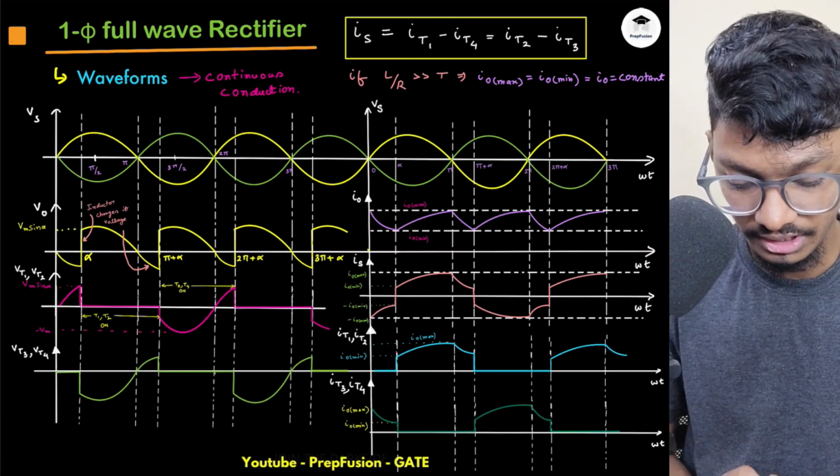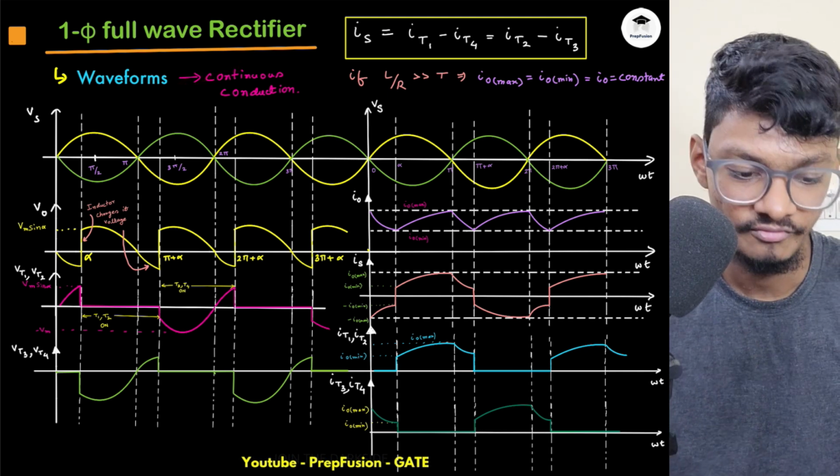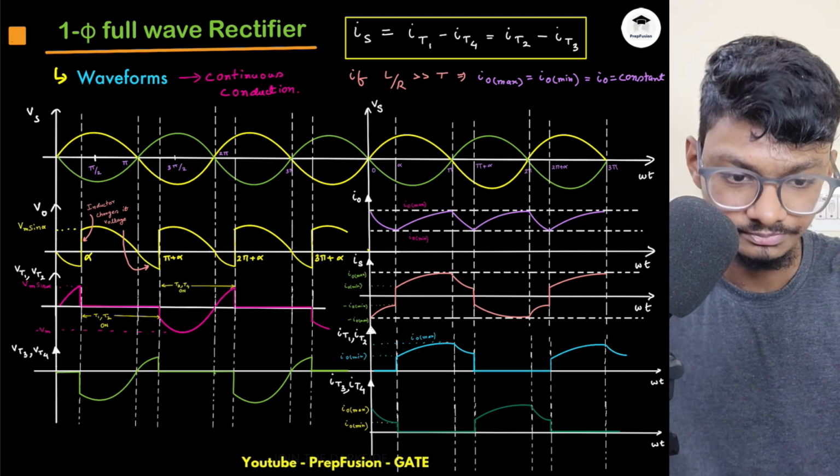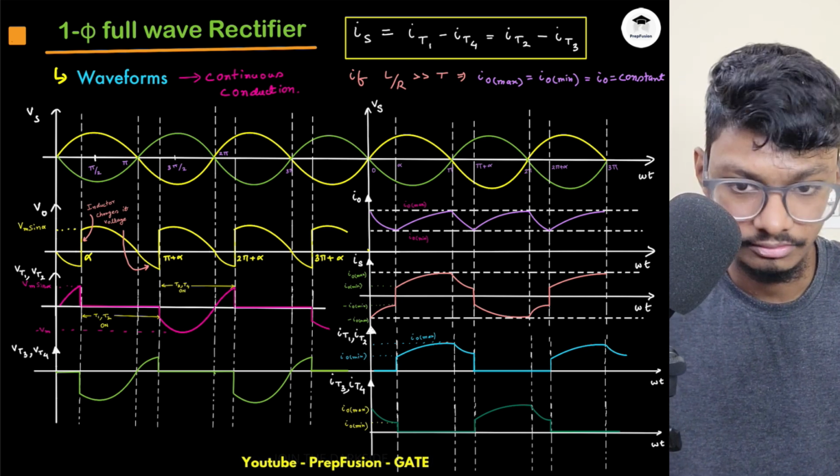Just what you have to assume, this is for the continuous conduction. Continuous conduction is very simple. Why is it very simple? Because it is always conducting.